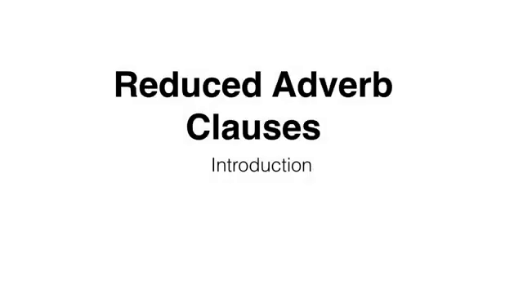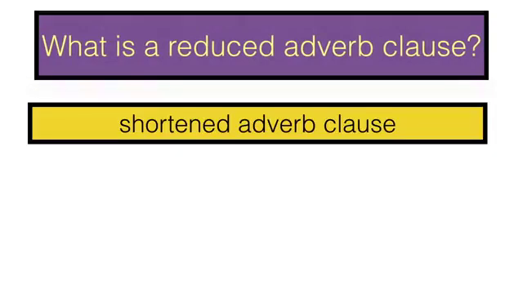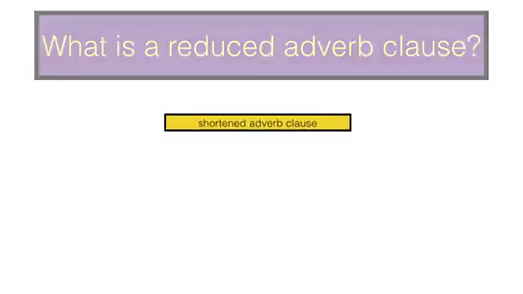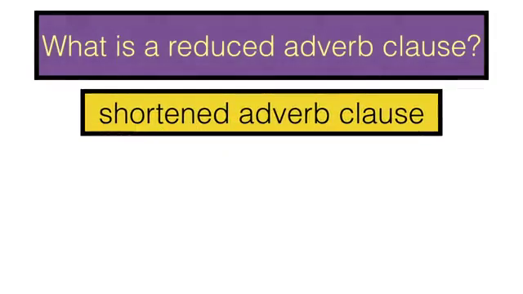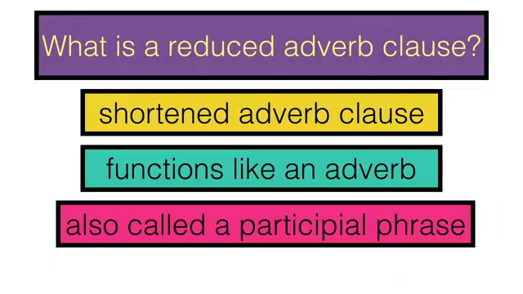Reduced adverb clauses. Introduction. What is a reduced adverb clause? That's easy. A reduced adverb clause is a shortened adverb clause. And it does the same thing as an adverb clause, which means it functions like an adverb. It's also known as a participial phrase or a modifying participial phrase.